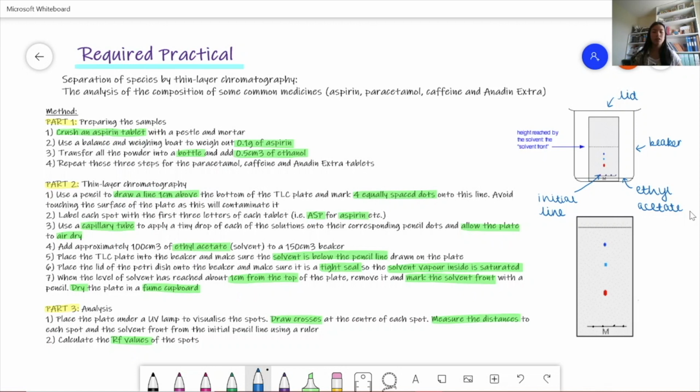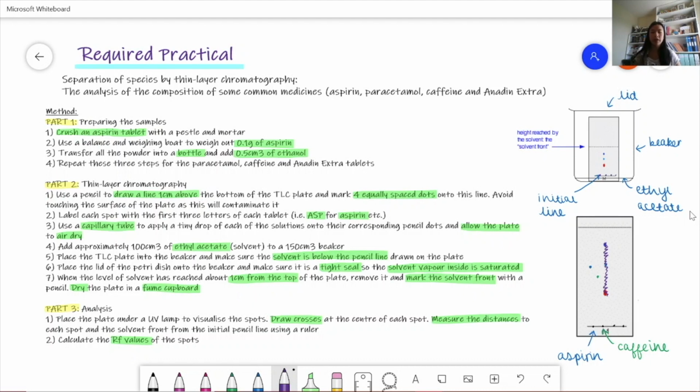So for example, if we had this one as aspirin, we might have aspirin up here. And if we had this one as caffeine, for example, it could be maybe down here. And so we actually wouldn't have these kinds of spots because we're not just separating one thing out into components.